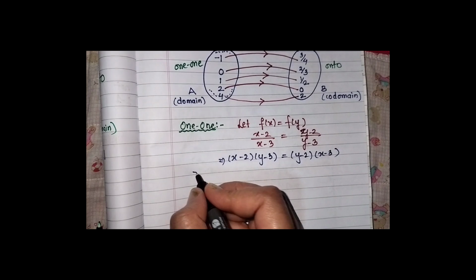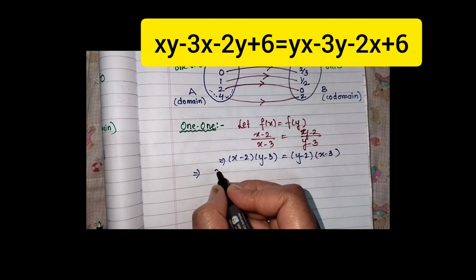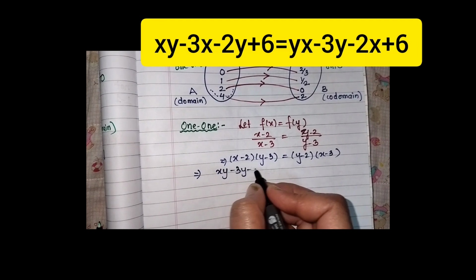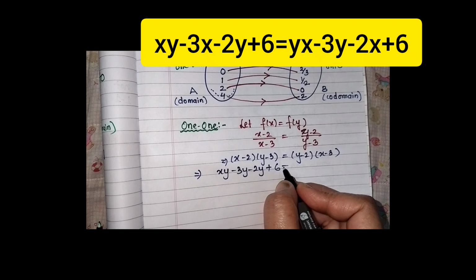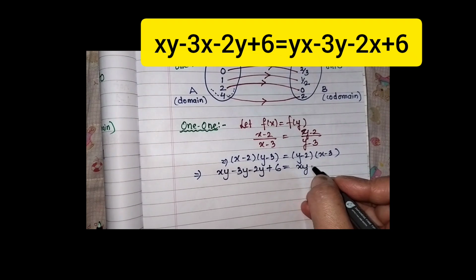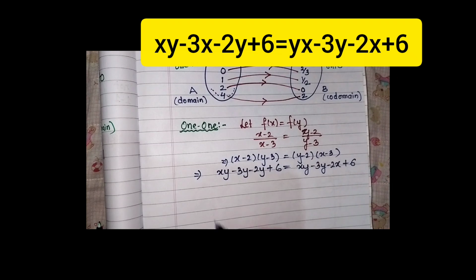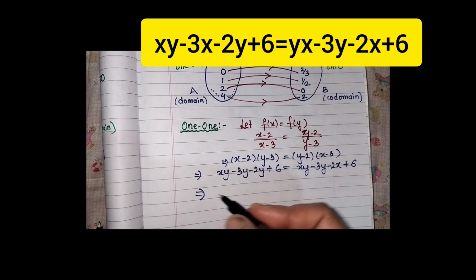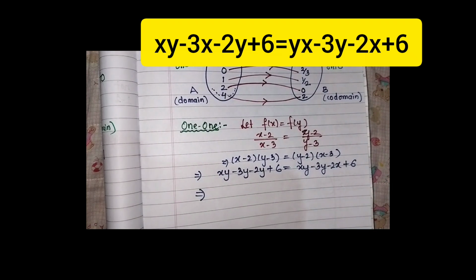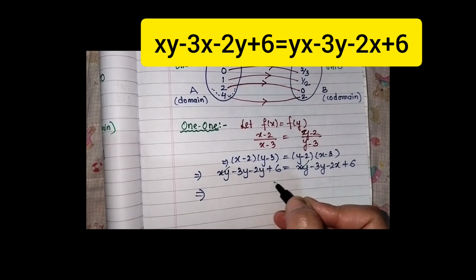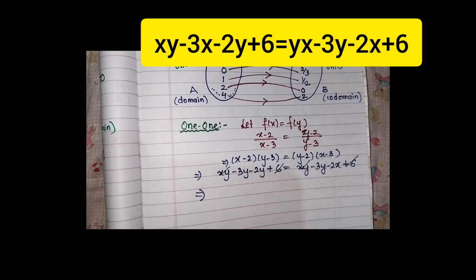Now it is like binomial products, so you have to multiply the terms: xy minus 3y minus 2x and 2 3s are 6. Same here, you have xy minus 3y minus 2x and plus 2 3s are 6. So now you have to cancel the terms. As you can see that xy and xy are on both the sides, plus 6 are both the sides.